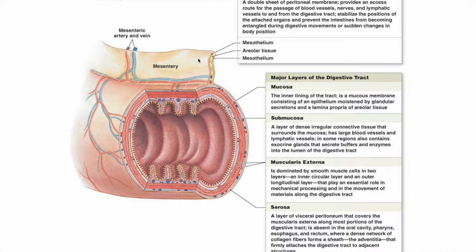Surrounding it, you have what's called the mesentery. The mesentery is going to hold things in place. It also contains blood vessels and lymphatic vessels and nerves.